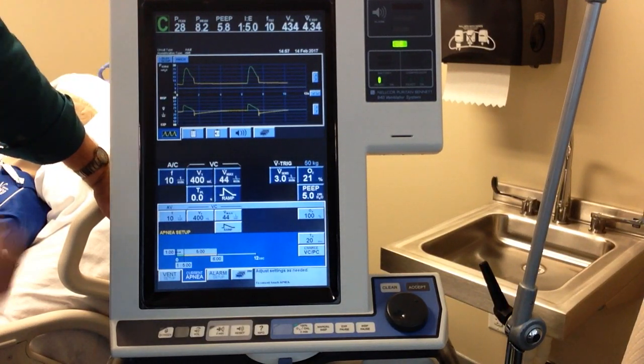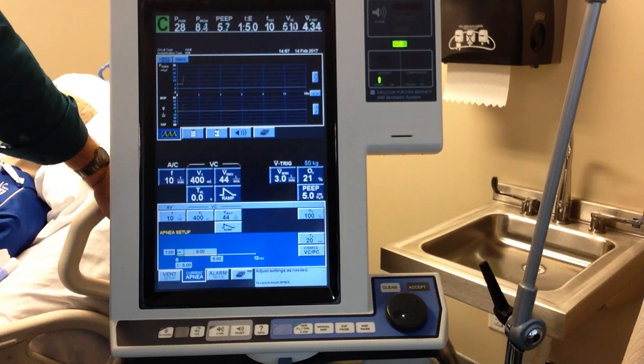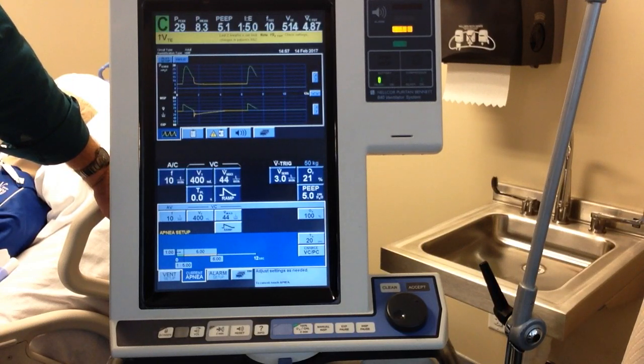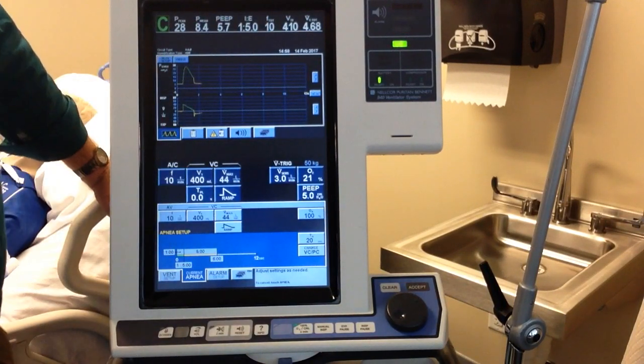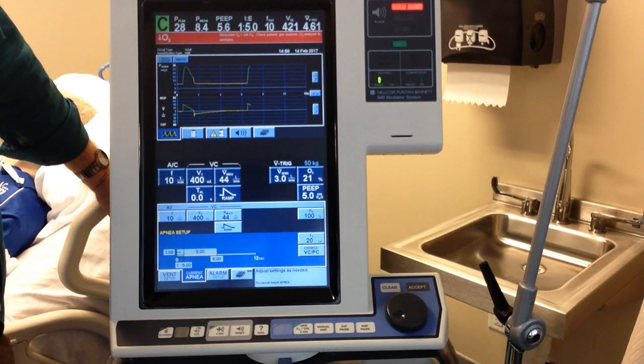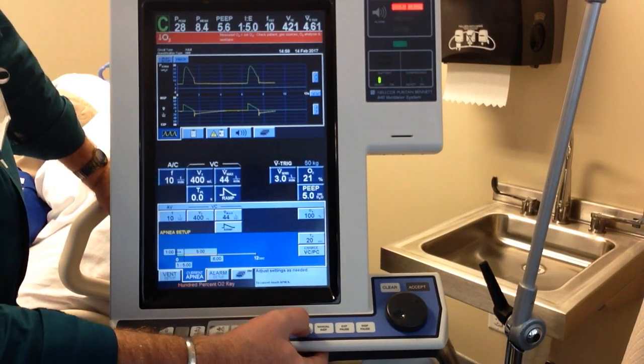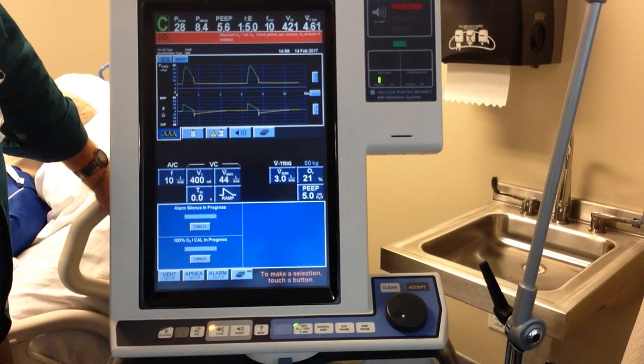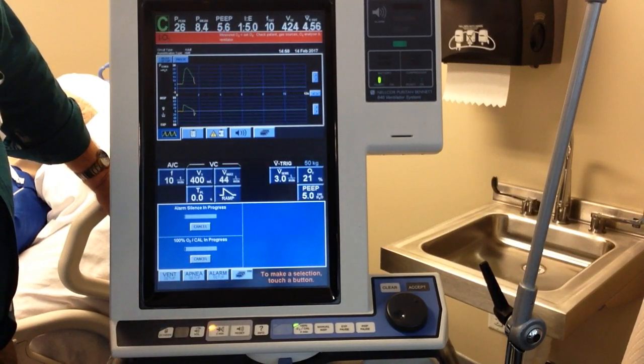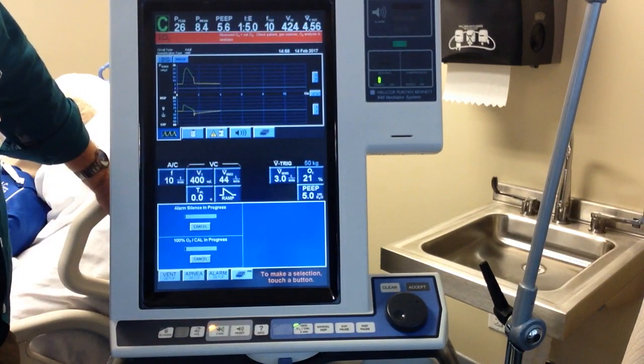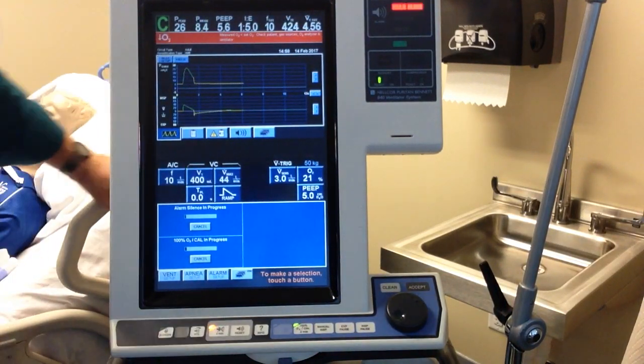You can see up here my peak pressure is 28. My mean pressure, my average pressure, is 8.4. My PEEP is 5.1. My I to E is a 1 to 5. Total frequency is 10. My tidal volume exhaled is 410. And this is where I'm going to cancel. And my expiratory minute ventilation total is 4.56.